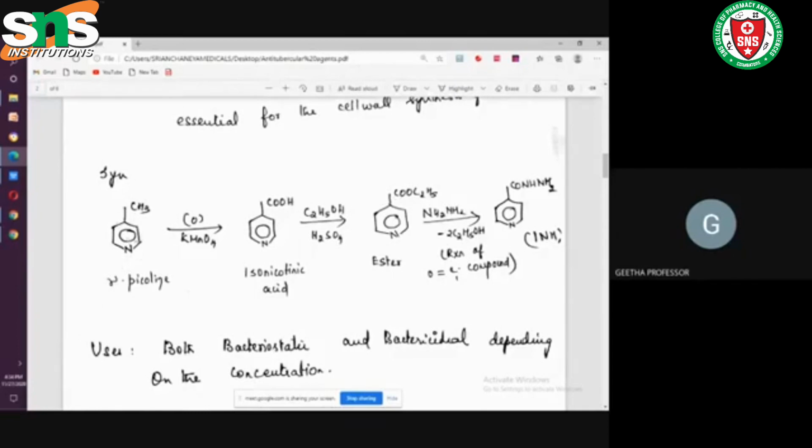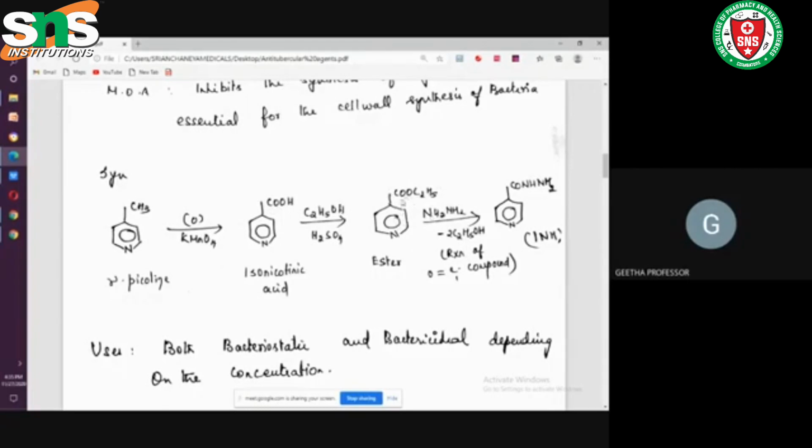For the synthesis, you would have studied nicotinic acid in your biochemistry. This is an alkyl pyridine, methyl pyridine. On oxidation, the alkyl group gets converted into a carboxylic acid. The carboxylic acid formed gets converted into an ester by reaction with alcohol. The ester will then go for an addition reaction.